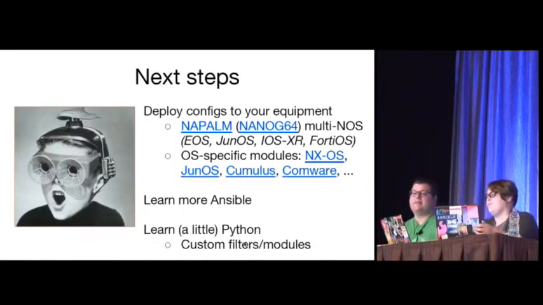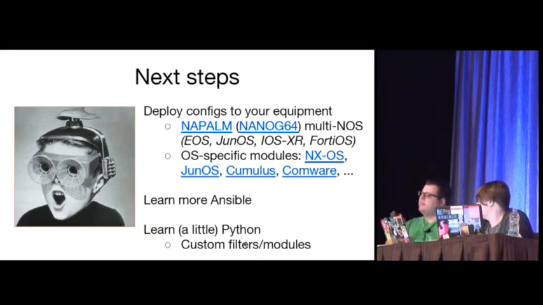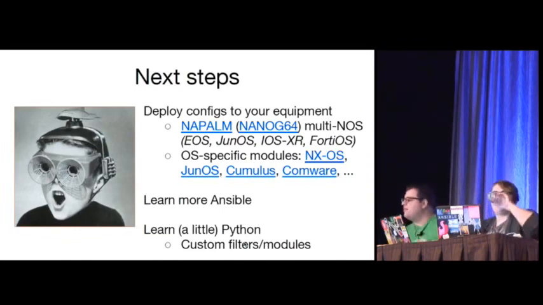So some of the next steps is that when you have these templates being generated, that's great. You're going to generate on your local host, but you want to deploy them to your actual device. So there are a number of modules that vendors have written that plug into Ansible. Napalm, which was actually presented at the last NANOG by David and Elisa, is a pretty neat module that can take that resulting config file and deploy it to a device of these various operating systems. So EOS, Junos, iOS XR, and the Fortinet operating system.